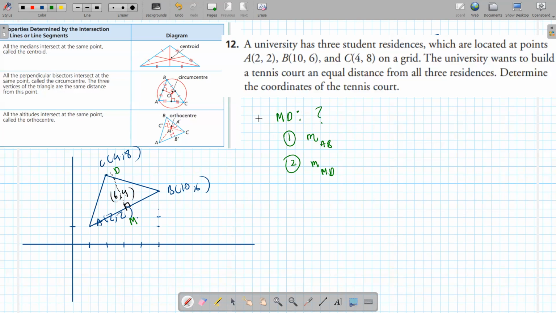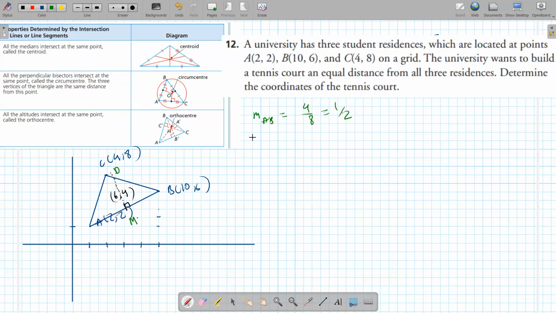Next, we're trying to find the equation of MD. To find an equation, you need 2 different things. You need the slope, which we will have at this point, and then you need a point on that line, which we have right here, okay? 6, 4. So that is our strategy. So step 1, let's find the slope of A to B. We're just gonna speed past this. Rise is 4, run is 8, it's 1/2.